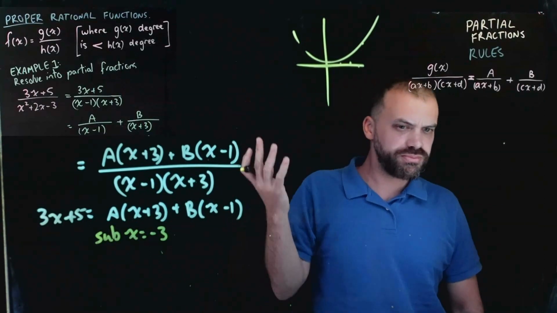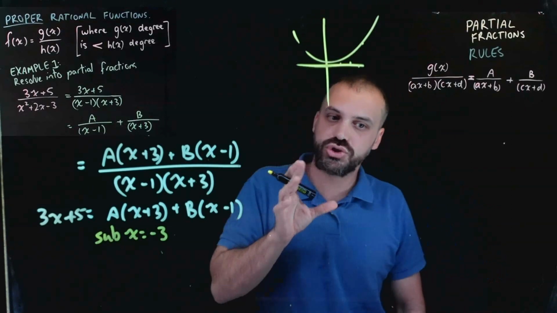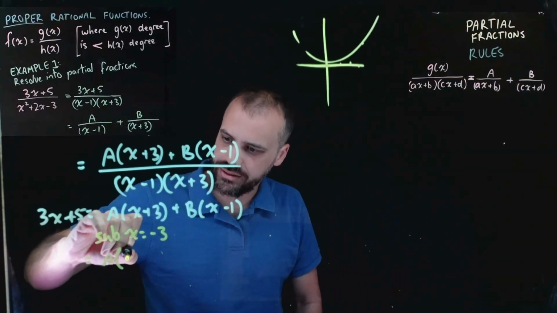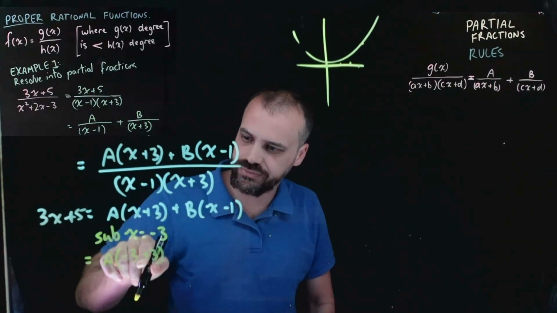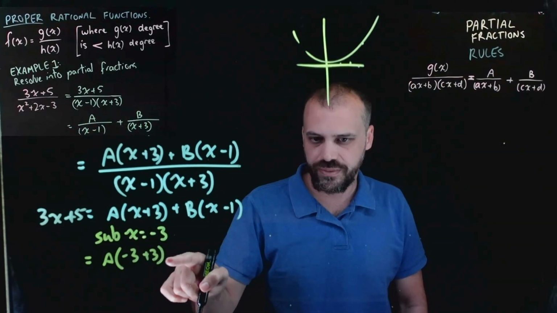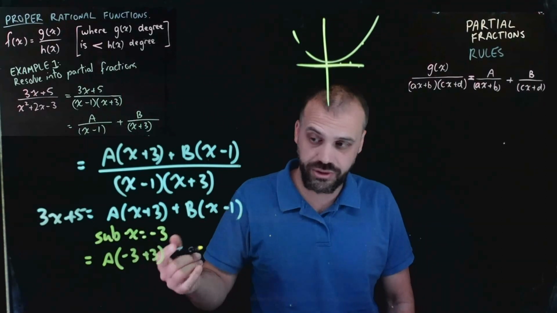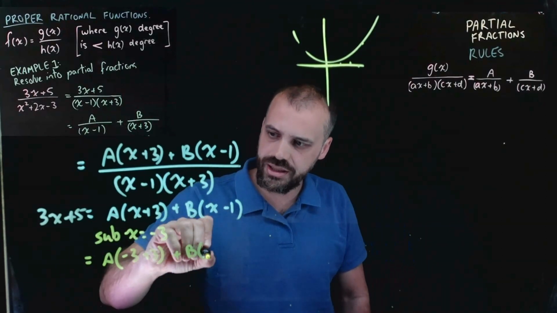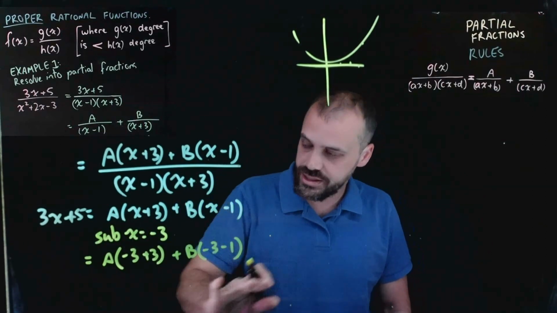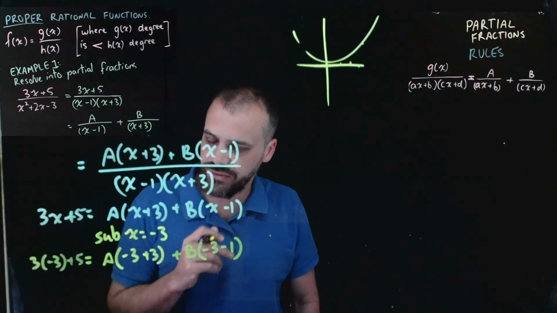And you're going to think, why would you sub in x equals -3? Well, it becomes super obvious when we sub it in. We get a times (-3 plus 3). I've just subbed in -3 here. That's going to become 0, and this a is going to vanish. 0 times a is 0. Plus b times (-3 minus 1) is equal to 3 times -3 plus 5.